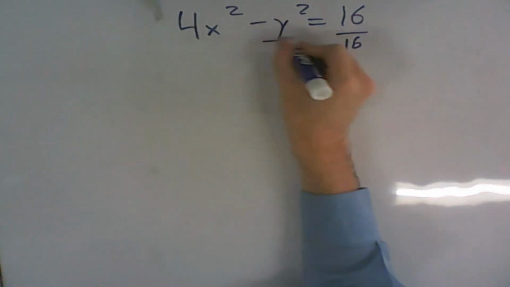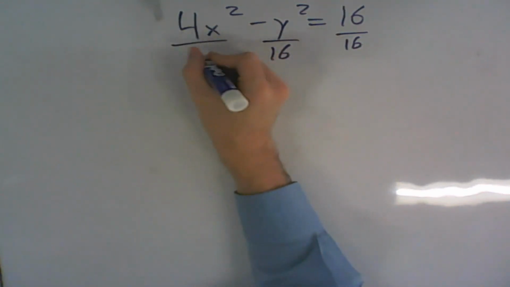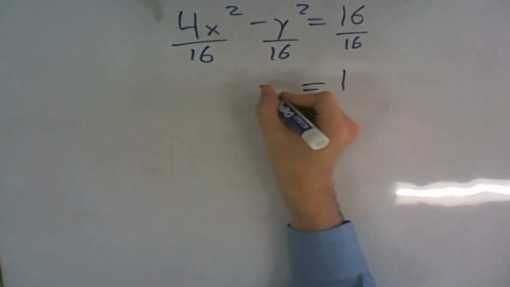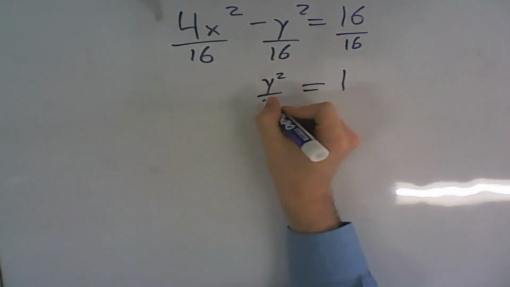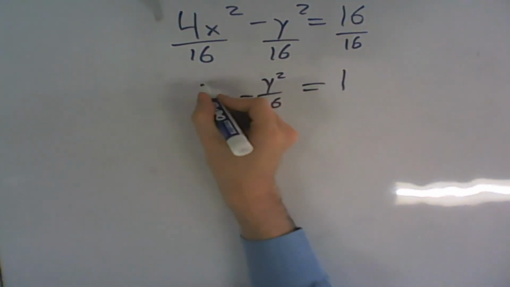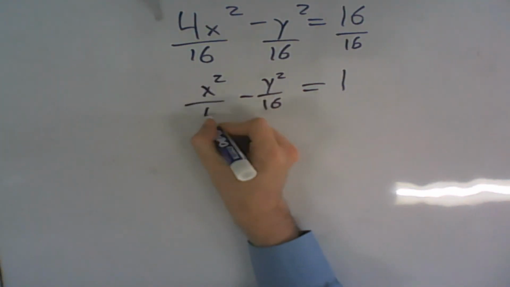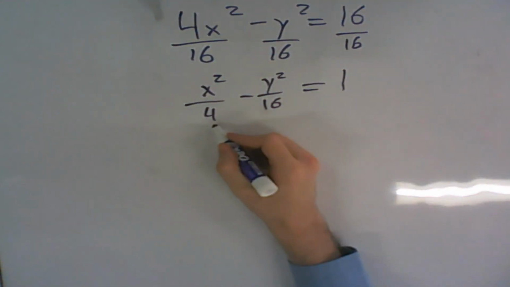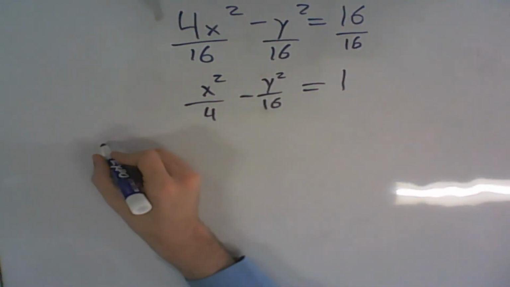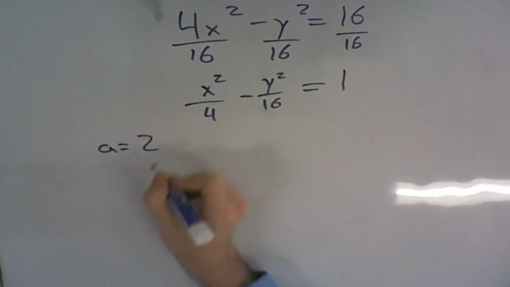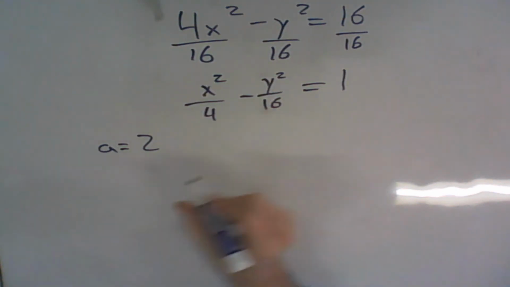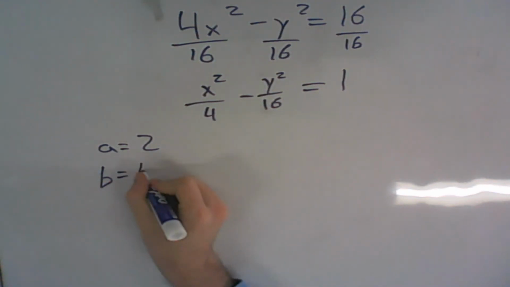To get a hyperbola, we need to have 1 right here. So we'll get 1 equals x squared over 4 minus y squared over 16. So what's our a and our b? Well, 4 is just 2 squared, so a equals 2. What does b equal? 16 is 4 squared, so b equals 4.